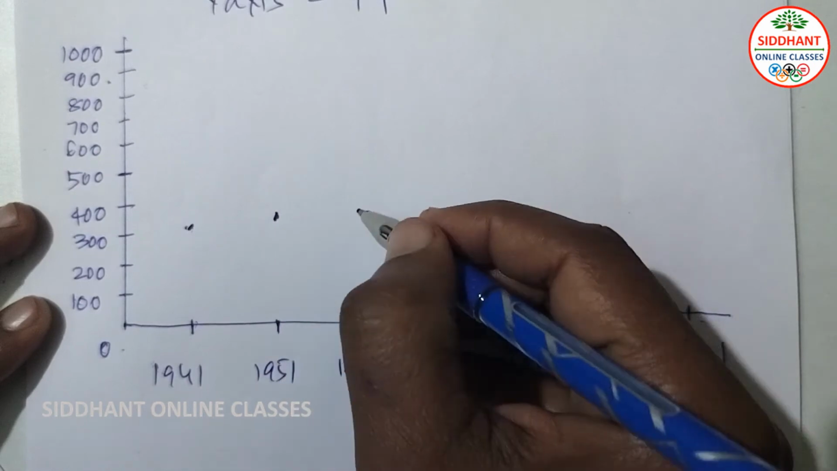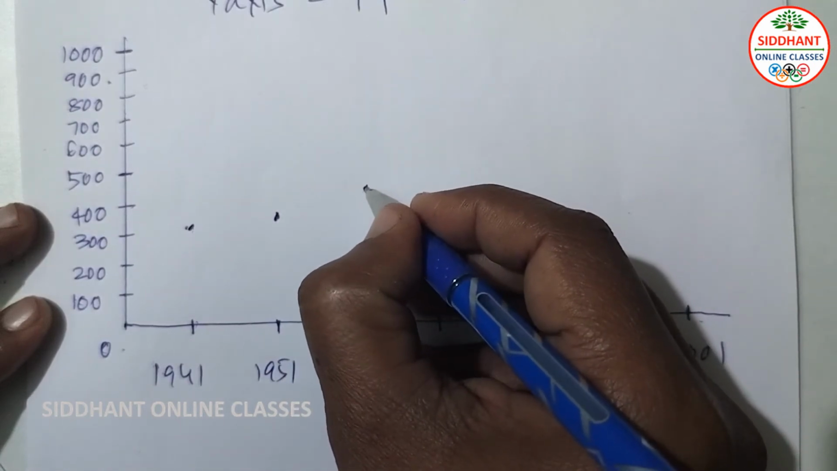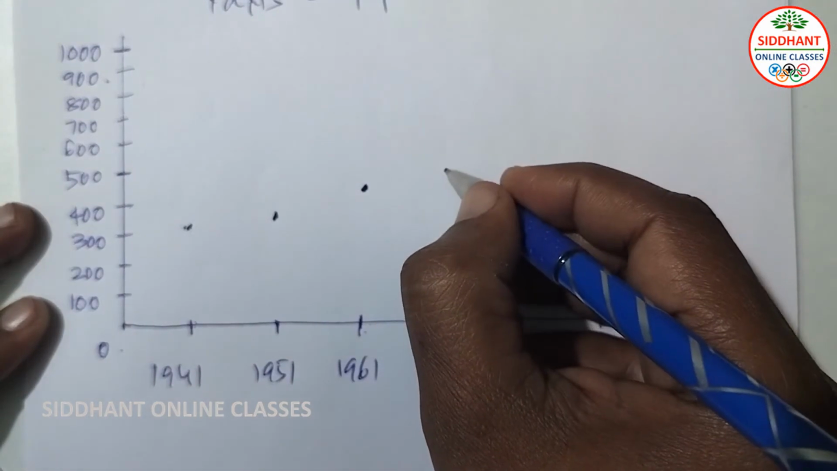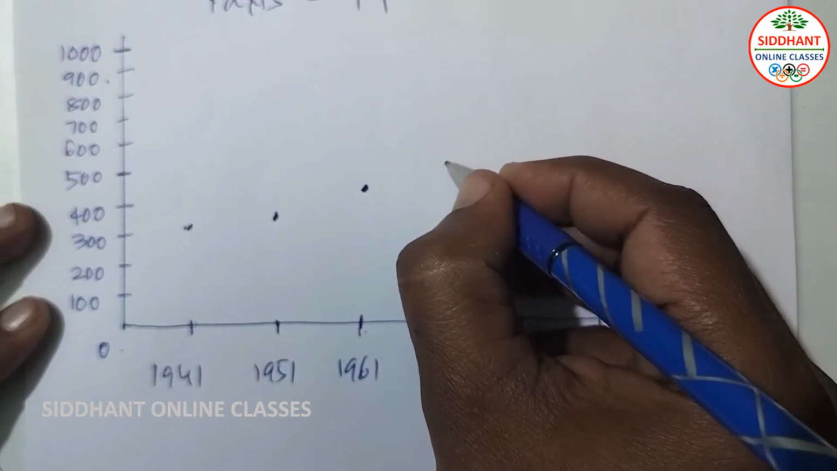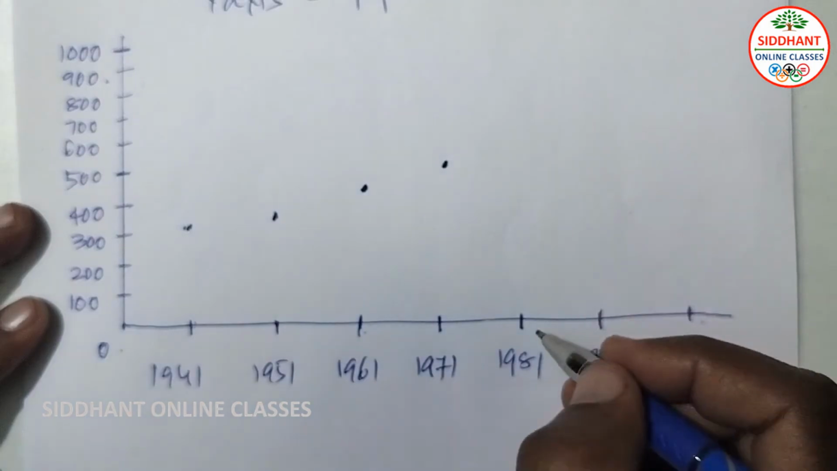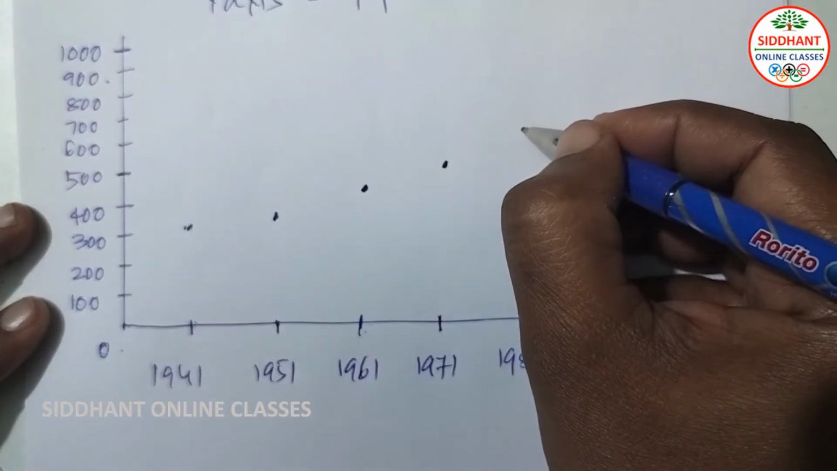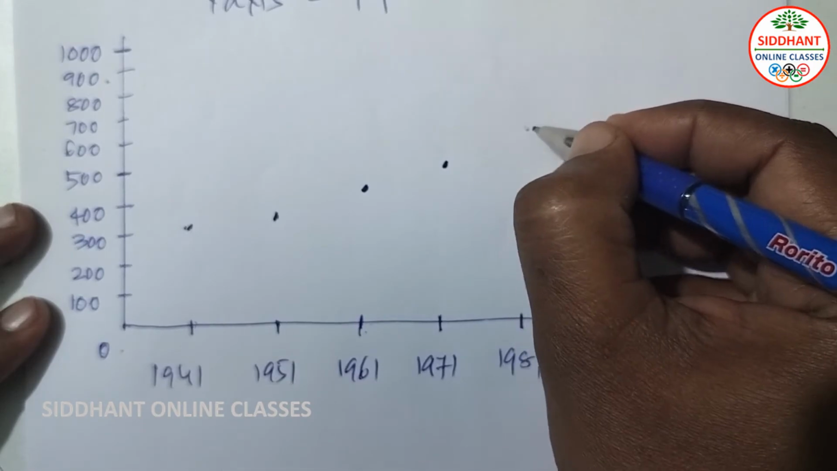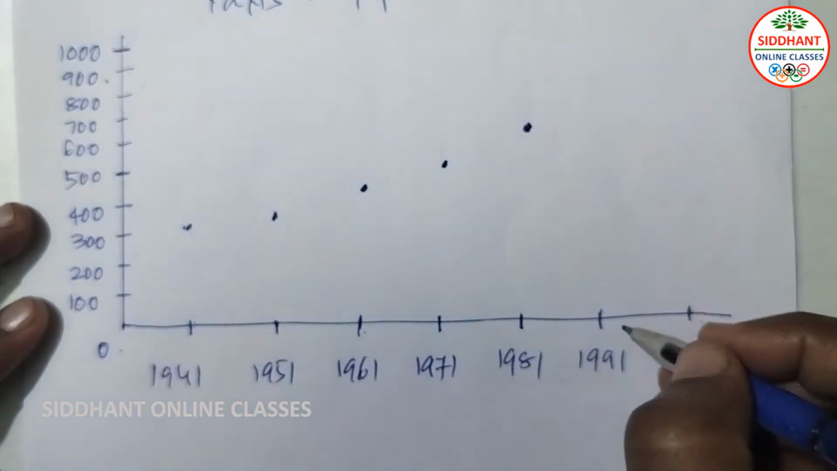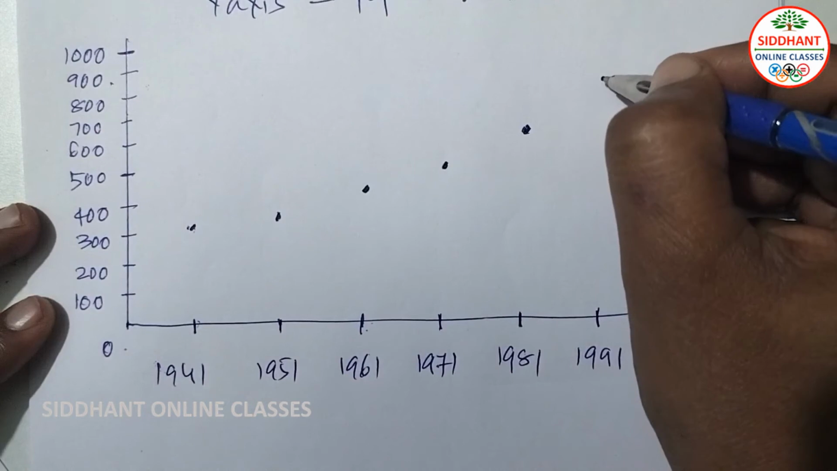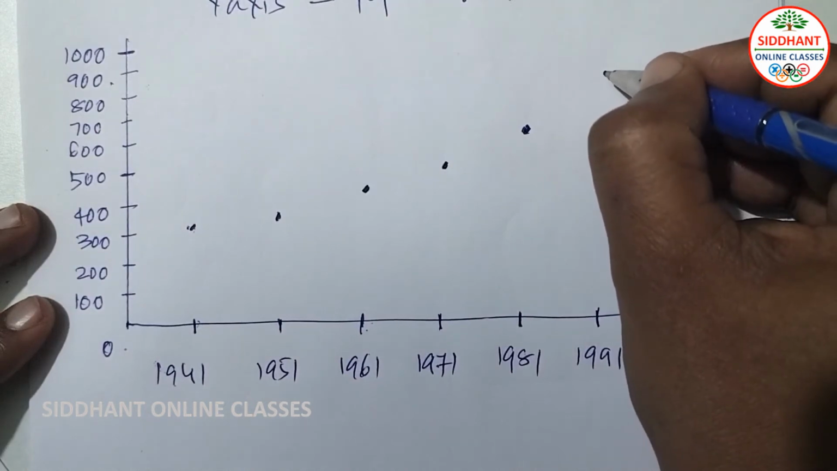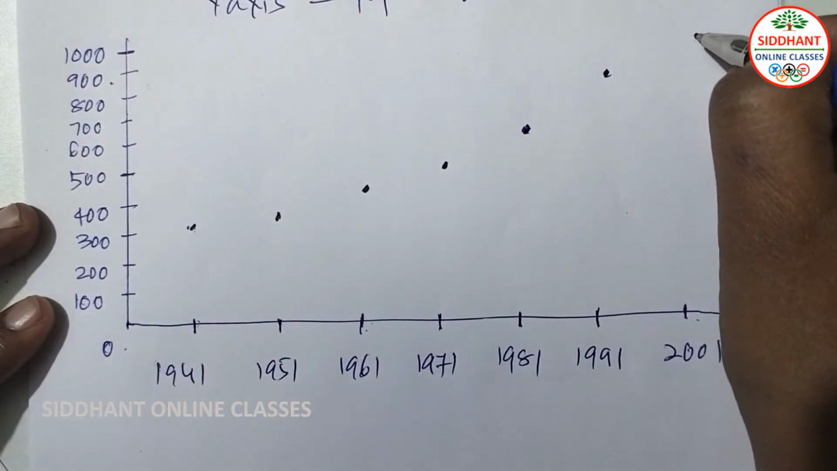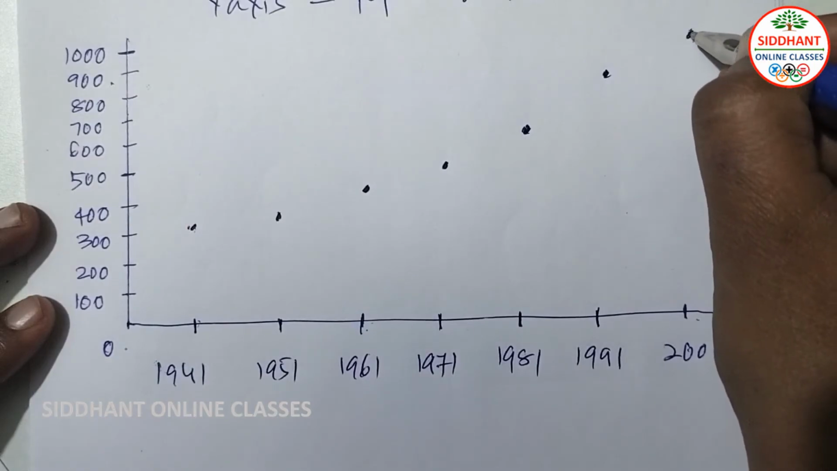1961, 440, so that will be here. 1971, that will be 550, so here 550, between 500 and 600. 1981, that is 680, so between 600 and 700 we are going to keep 680. 1991, 850, so between 800 and 900 we are going to point here. 2001 it is 1000, so at 1000 we are going to keep here.